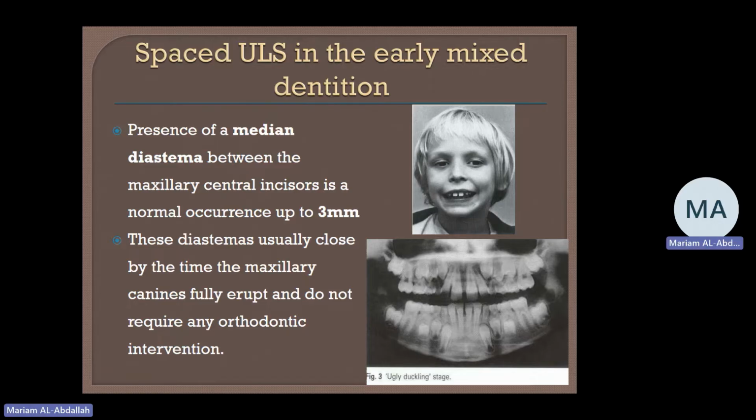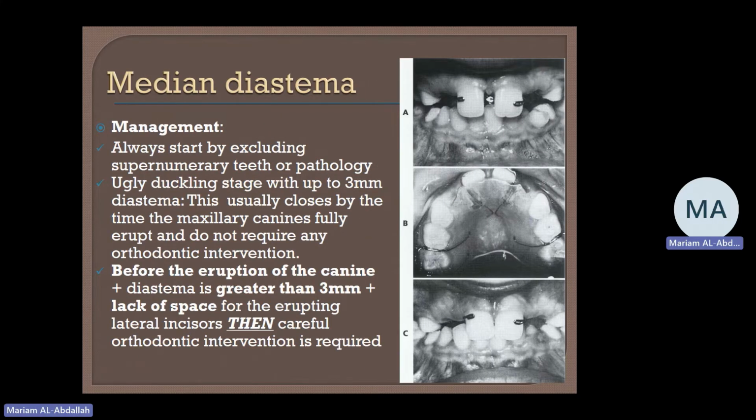If it's more than that and the space for the erupting lateral is being affected, so we have potential impaction of the lateral incisors, and if the patient presented way before the eruption of the canine, which means that movement of teeth will not affect the canine, that means we could do something for this patient, because more than 3 millimeters of diastema is going to affect the aesthetics of the patient and might cause some psychological problems that affect the patient's self-esteem and confidence. So what's the management?